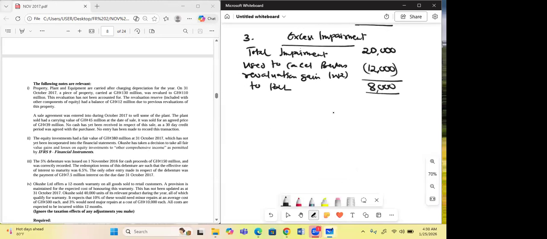Okay, so let's go to the next footnote. Continue the paragraph. A sale agreement was entered into during October 2017 to sell some of the plant. The plant sold had a carrying value of 45 million Ghana cedi at the date of sale. It was sold for an agreed price of 39 million. So this is a profit or loss on disposal. We disposed of an asset, so let's calculate the profit or loss on disposal.